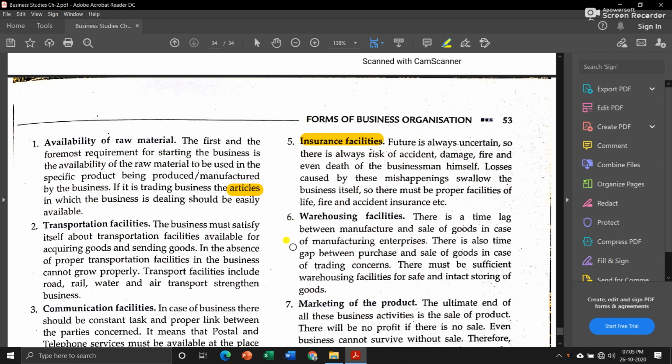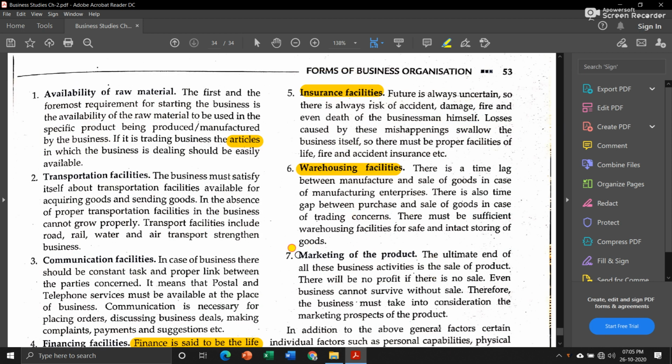Then warehousing facilities. There is a time lag between manufacture and sale of goods. Obviously the things that you are manufacturing now, you are not going to sell at exactly the same time, so you have to store them somewhere until some party comes up and wants to purchase. So in that case you should have warehousing facilities. After manufacturing, or if you are in a trading business, after ordering from your supplier, you have to keep the goods with yourself for some time, so there should be warehousing facility as well.